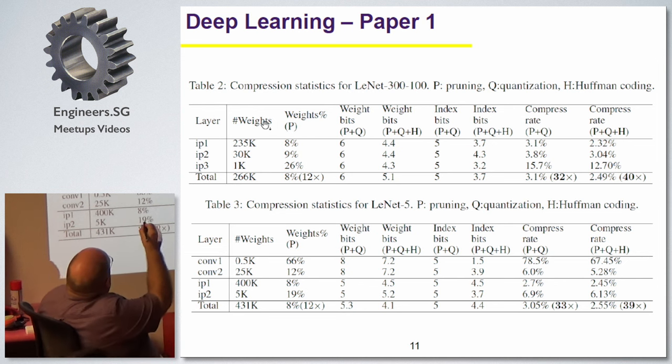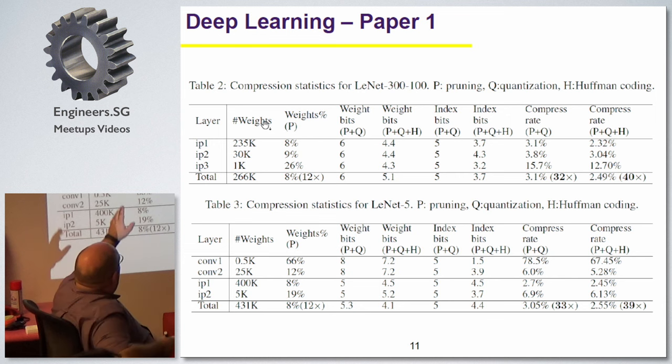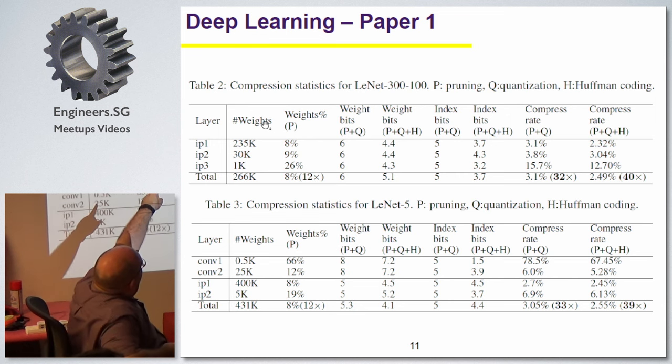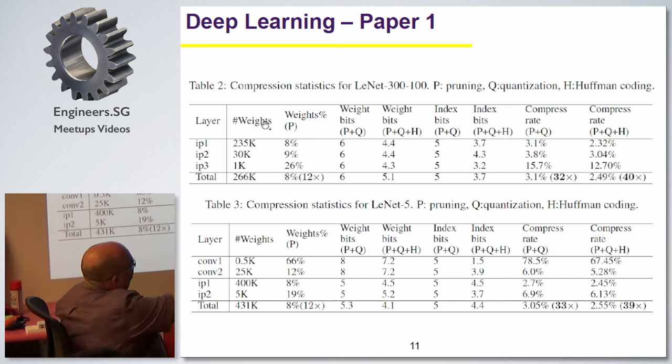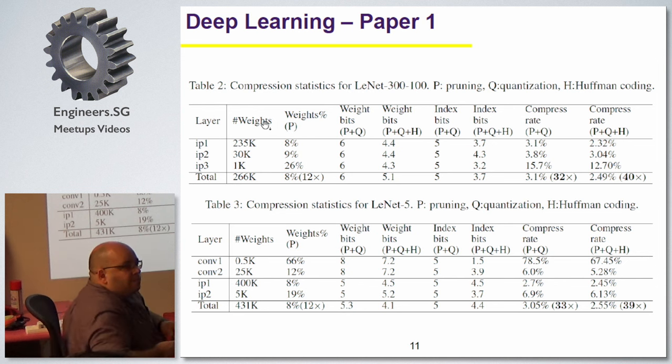So these are examples in the paper where they look at the different networks, and afterwards they look at different layers and see how much they gain by pruning and quantizing, and the weight bits become 6, 4, etc. And at the end they end up with this 40, 39. But from this you can infer that training neural networks with floating point sounds generally wasteful already.